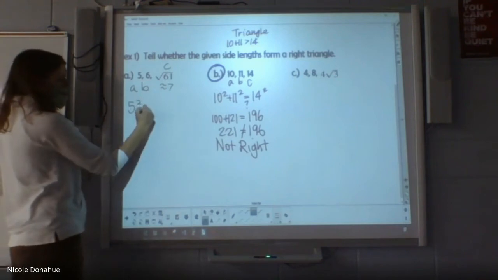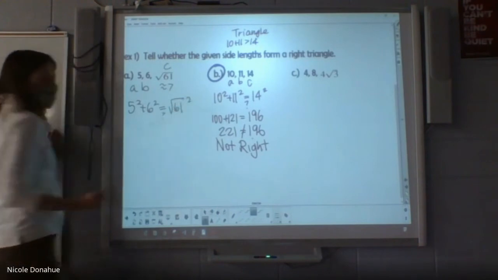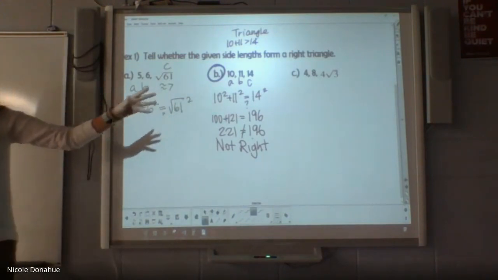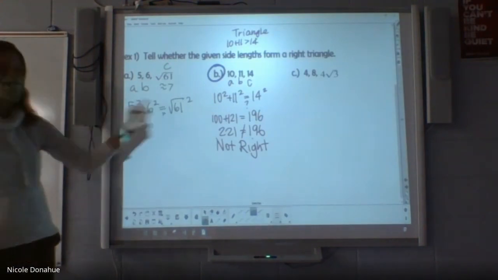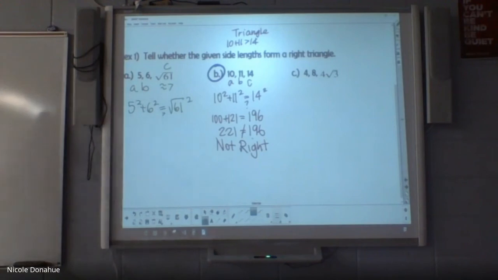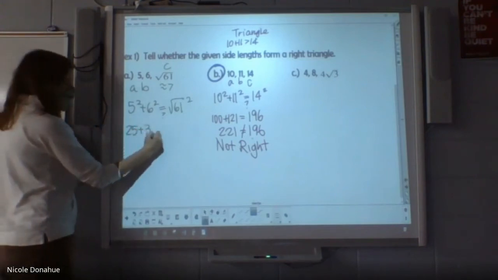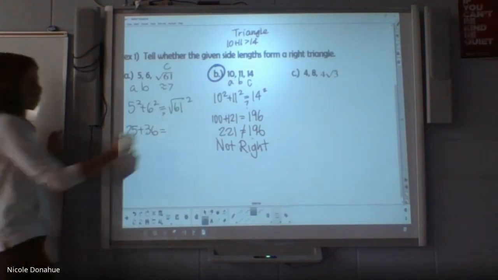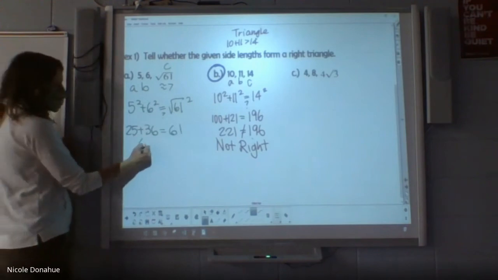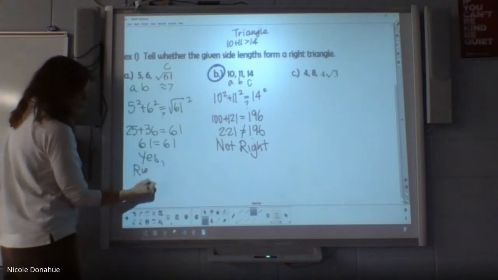So 5 squared plus 6 squared, does that equal the square root of 61 squared? Now notice, I didn't use my 7 in there. 7 is approximate, it's about 7 point something. I don't want to use that. I'm going to use the square root of 61 squared because that's exact. So I want to be more precise with this. So I have 25, I have 36. Square root of 61 squared is just 61. If I add these two, that happens to be 61 as well. So yes, this one is a right triangle.